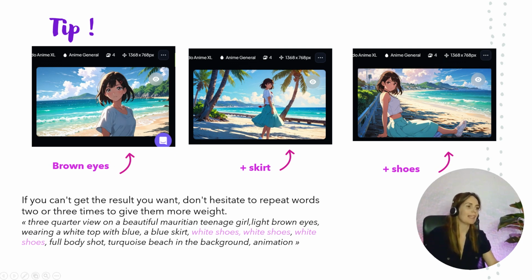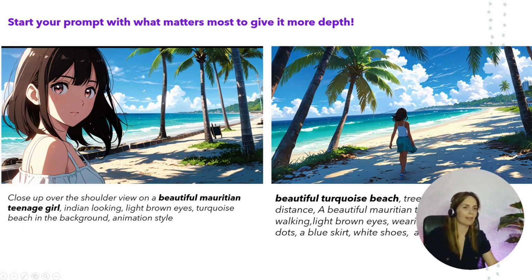Because, especially with the anime style, it tends to go for quite close-up shots. So I really emphasize that point, we talked about it earlier. But it's important to start your prompt with what seems most important to you. It's exactly the same prompt, but I changed the order of the words. If I start by saying it's a close-up of a pretty Mauritian teenage girl, it will begin with the girl. If I start by saying it's a beautiful beach with turquoise water and in the distance, I see a young girl, you can see that the view is completely different.